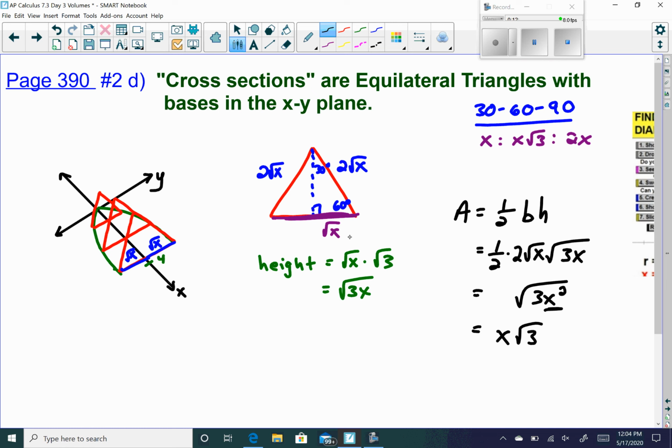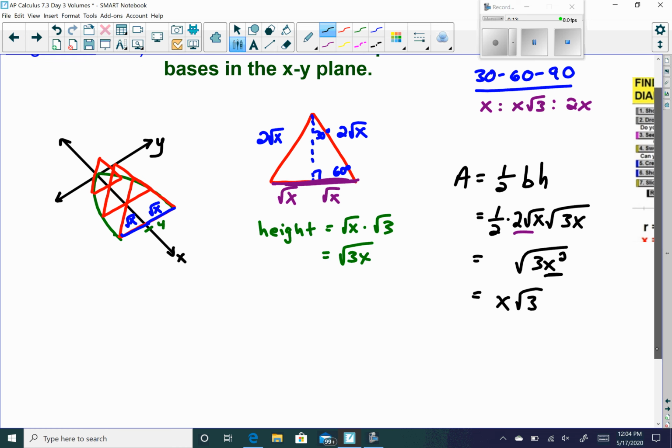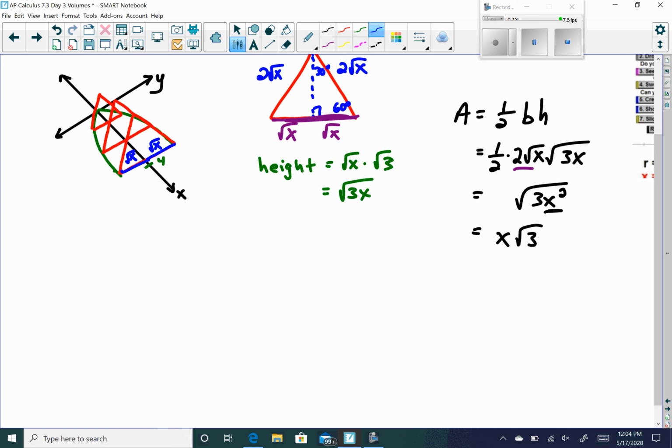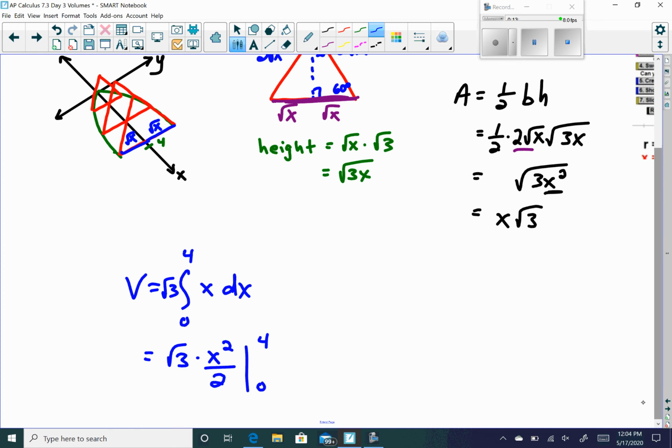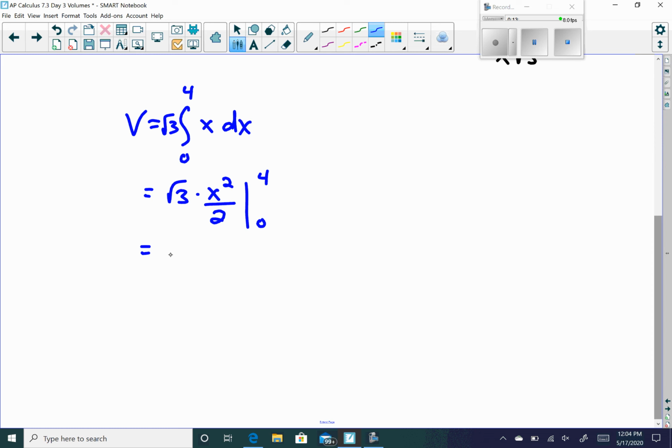All right, so again, 1/2 my base, which is right here, is the entire 2 radical x. I have another radical x over here. So there's my base. My height, again, is radical 3x. Combining that, I get an area of x radical 3. So now my volume is going to be, again, the integral from 0 to 4. I'll just put the radical 3 on the outside, and then we can have x dx. So I get radical 3 times x squared over 2 from 0 to 4. So I get radical 3 times 16 over 2. So we're going to get 8 radical 3, because 4 squared over 2 is 8, and then we'll have a minus 0 after this. So we get 8 radical 3 cubic units.